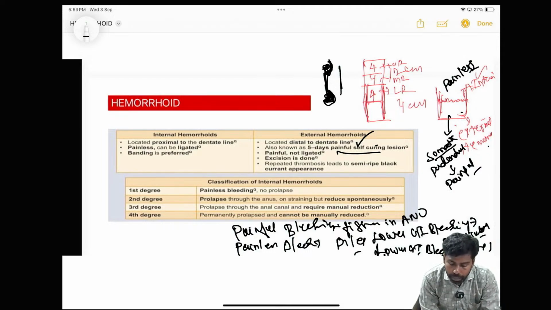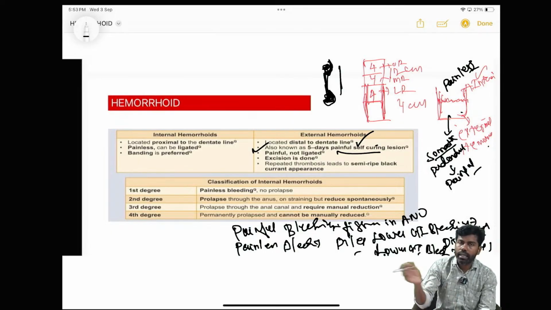MCQ: a 5-day painful self-limiting lesion is what? Either internal or external hemorrhoid. Internal hemorrhoid is ruled out because it is painless, so it is the external hemorrhoid only. Then how will you manage?